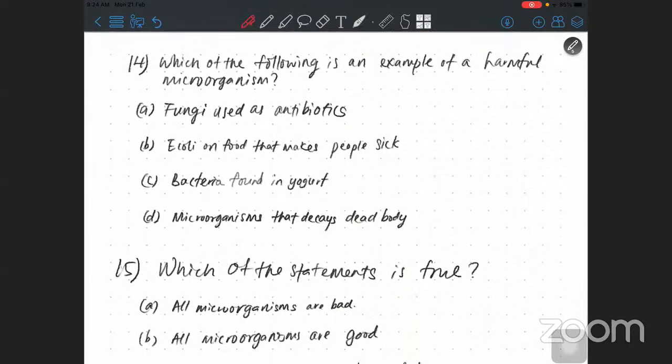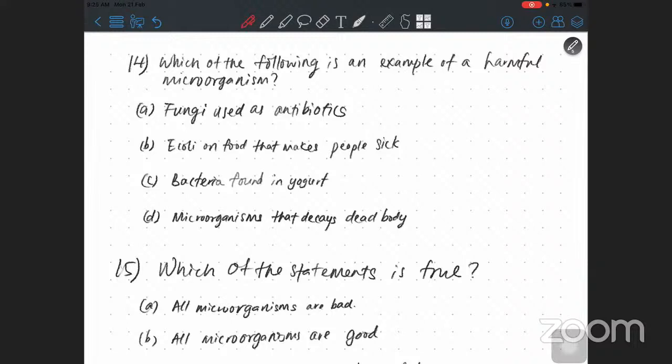Okay. Which of the following is an example of a harmful microorganism? Fungi used as antibiotics. Okay. In UK, I think we call it the fungi. Fungi. Okay. Yeah, antibiotic is good, right? You can make some medicine so that it can help us.